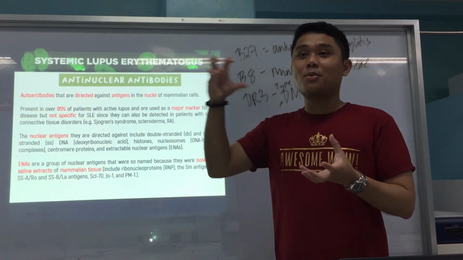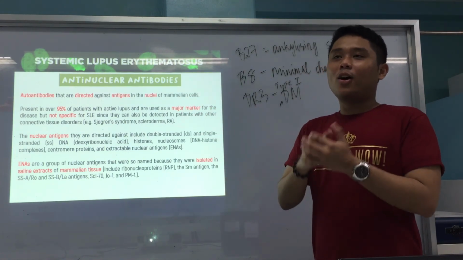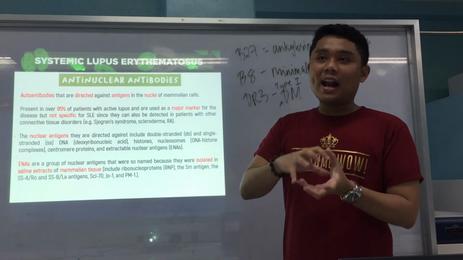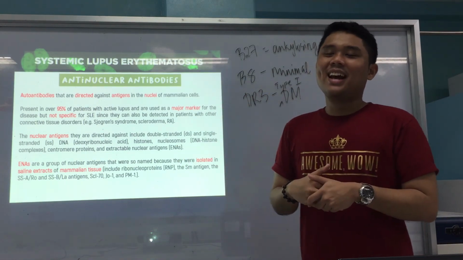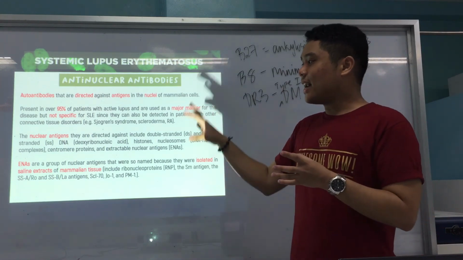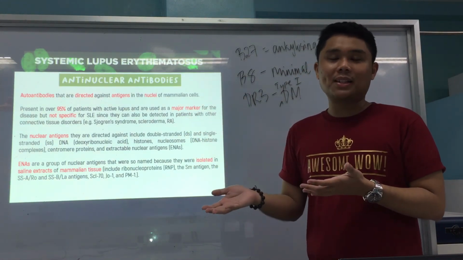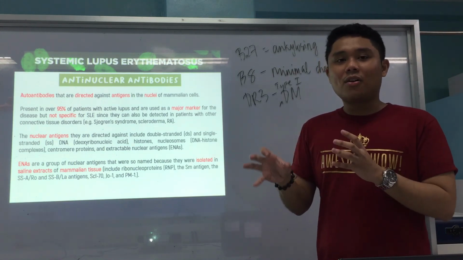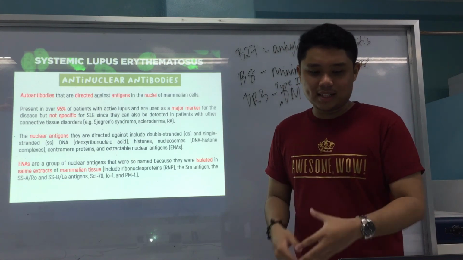Extractable nuclear, meaning they were only found to be present after they were extracted in saline extracts of mammalian tissue. Now these antigens have their own counterpart antibodies against them, and these antibodies are what we detect in our testing for autoimmune diseases.